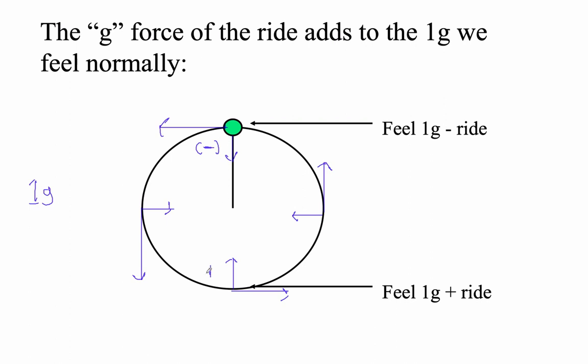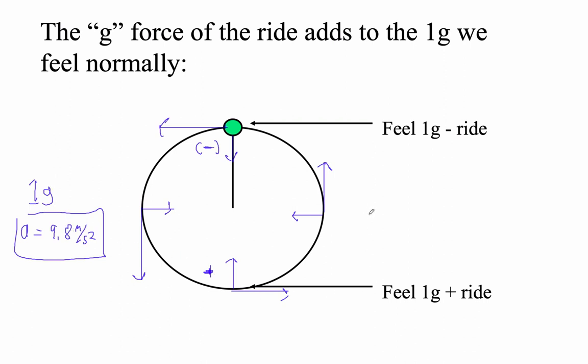At the bottom, we're accelerating up. When I say 1g, by the way, I mean the acceleration of 9.8 meters per second squared, right? So 1g is 9.8, 2g's is 19.6, etc., right?